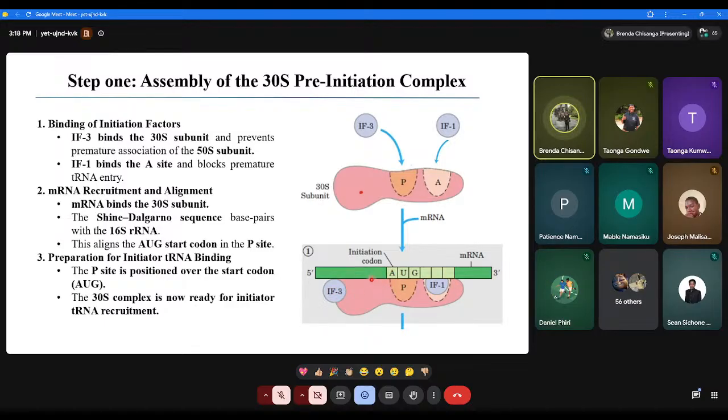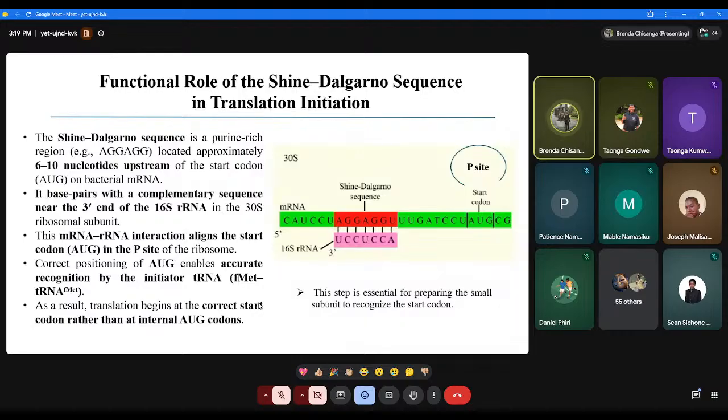The ribosome does not just guess that this is where the AUG is. It is helped by what is referred to as a Shine-Dalgarno sequence. This helps in the positioning of this AUG in the P site. One of the features of this Shine-Dalgarno sequence is that it is actually rich in purines, or should I say the G's and the A's. This is more on the Shine-Dalgarno sequence, and it's important for us to remember that.